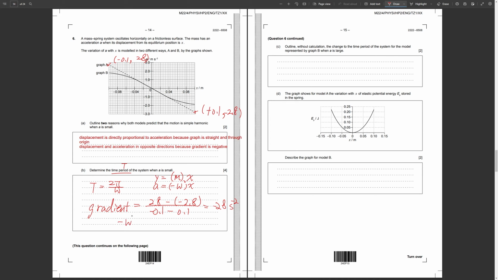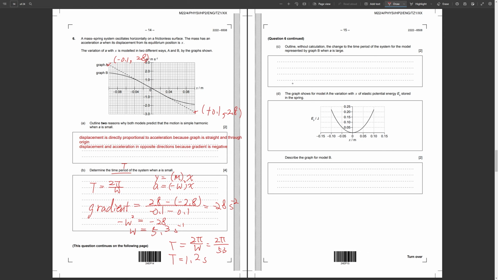The negative omega square is negative 28, therefore omega is 5.3 s to the negative 1. Lastly, you can get the time period by 2 pi divided by omega. So it is 2 pi divided by 5.3. The time period is therefore 1.2 seconds.